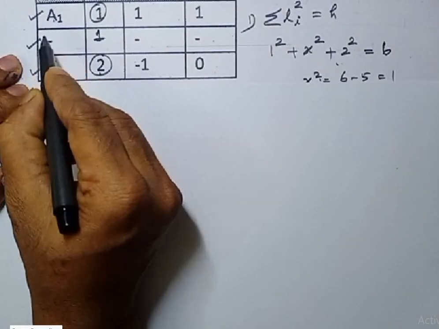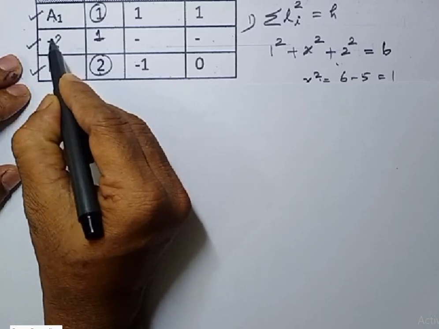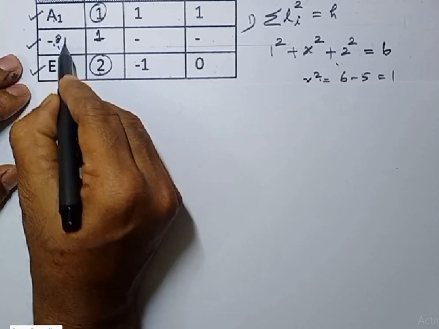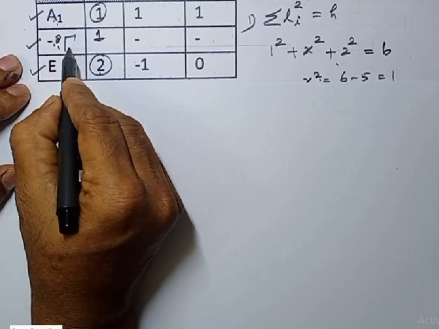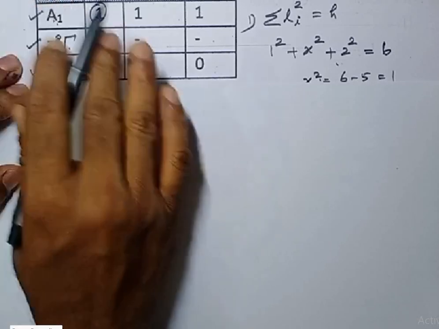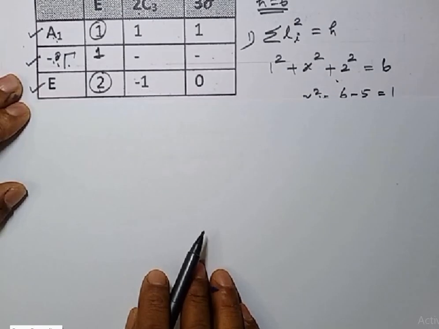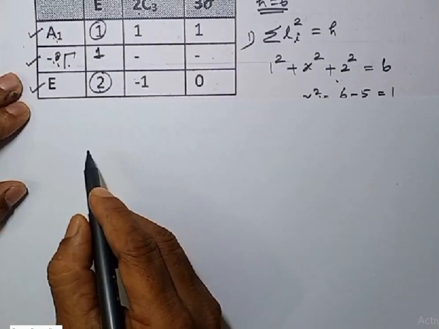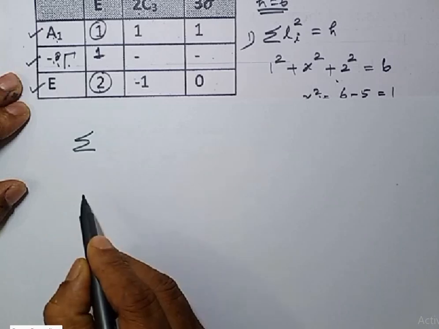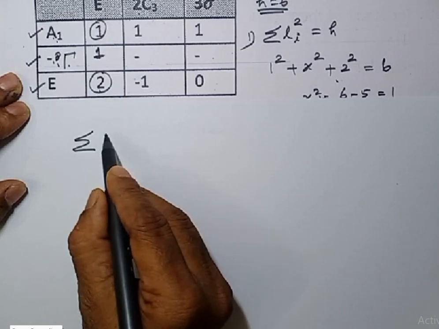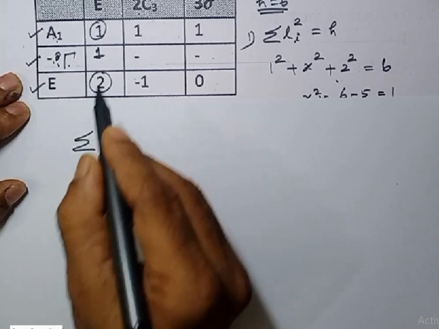Listen, A1 and this irreducible representation, we don't know what it is. Let me use the symbol gamma. A1 and gamma, these two irreducible representations must be orthogonal. Listen, what is the formula? The formula is this: summation, number of operations in each class.